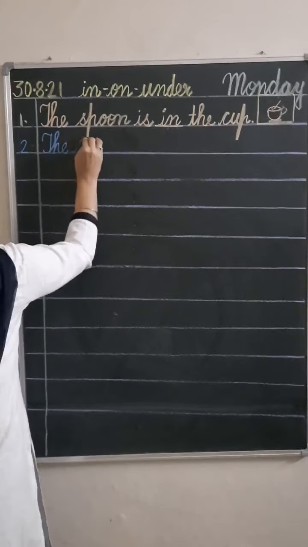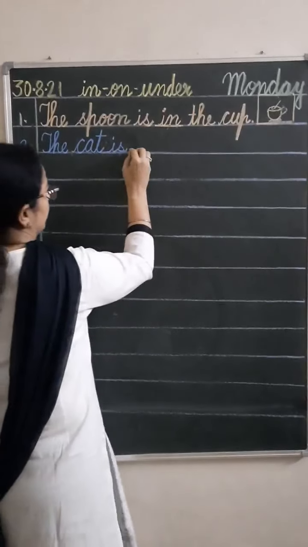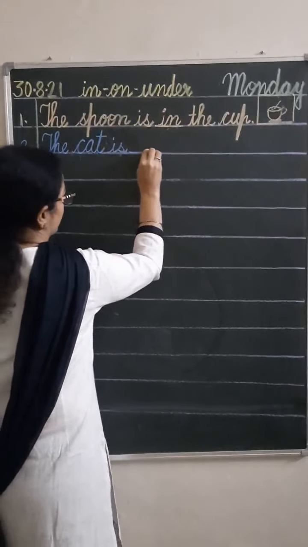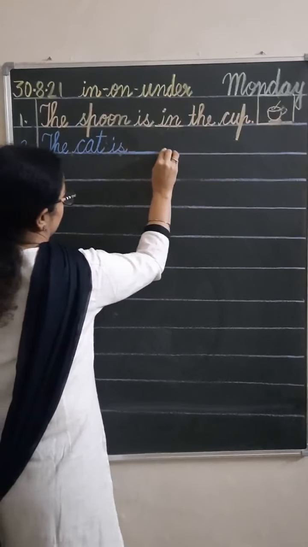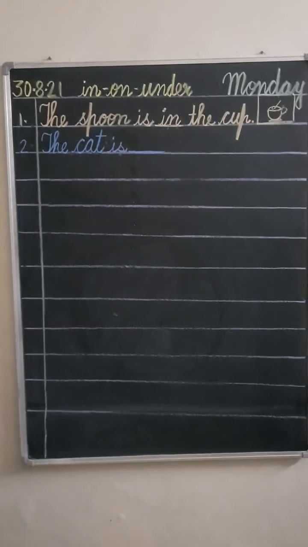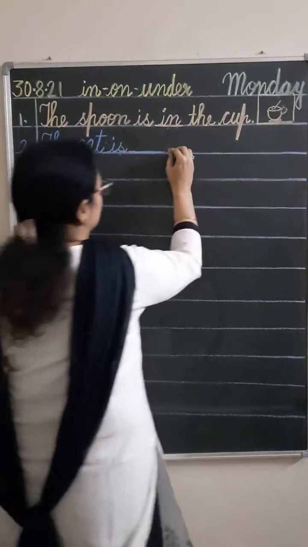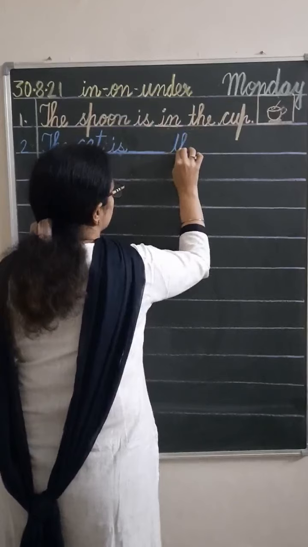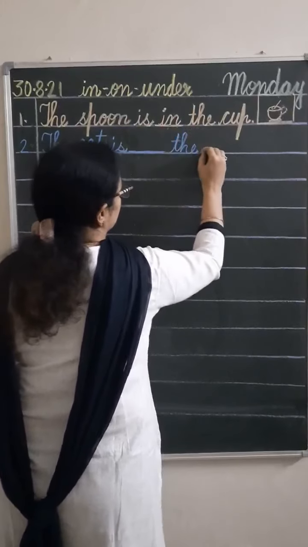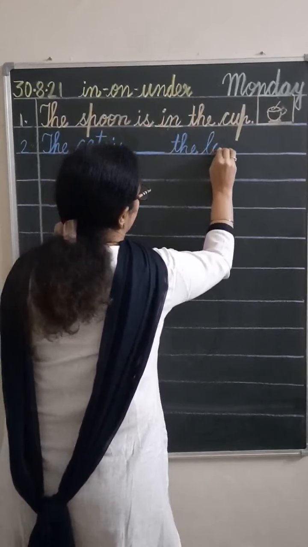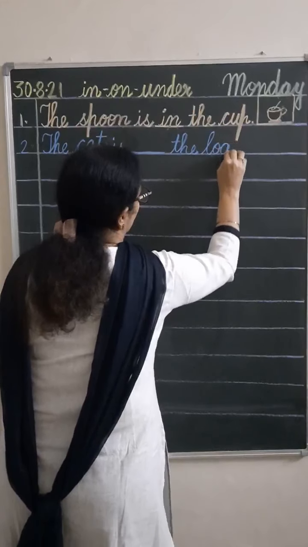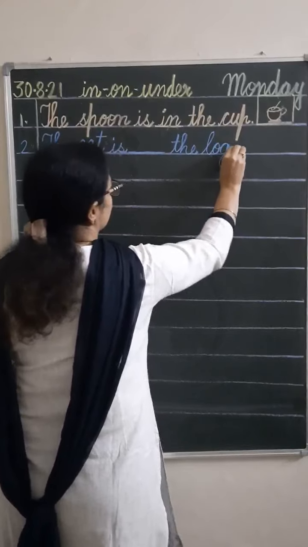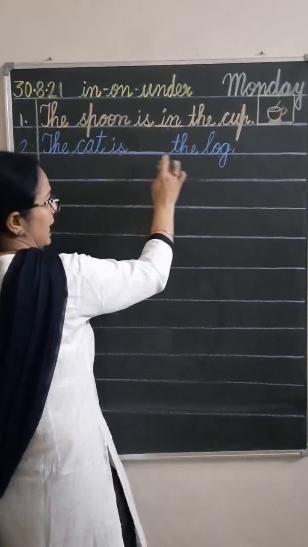Okay, बच्चे. Next one is number 2, the cat. Capital T, small h, small e. The cat, cat. The next one is, is, put dot on small i. Then here make a blank के लिए space छोड़ो. Okay, leave a blank. The cat is dash the log. THE, the, then log. LOG. Okay, बच्चे. And here put full stop.